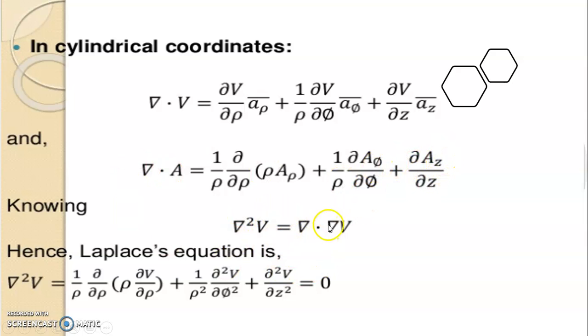Again when you multiply it, this will become 1 by rho del by del rho of rho del V upon del rho plus 1 by rho square del square V by del phi square plus del square V upon del z square is equal to 0. This is in cylindrical coordinates. You should remember this formula.